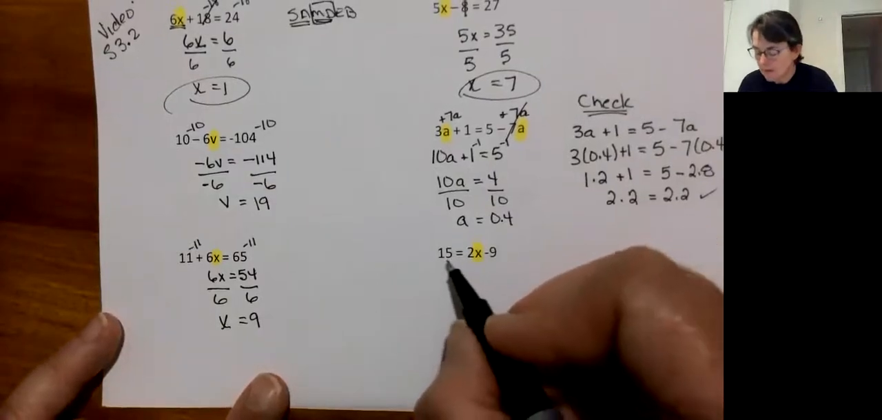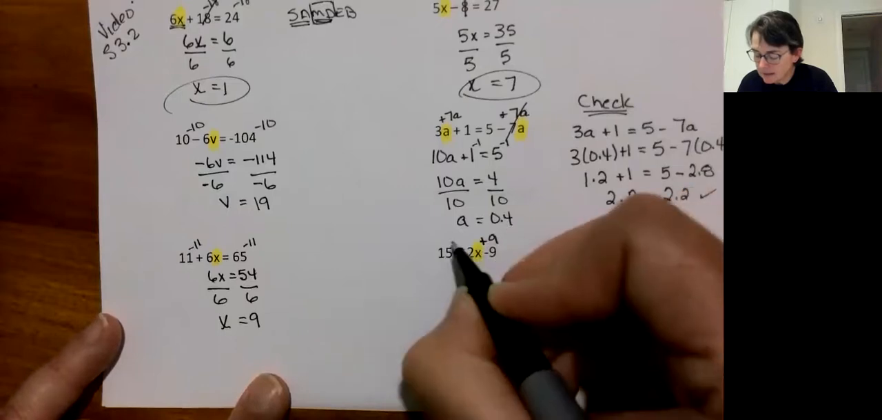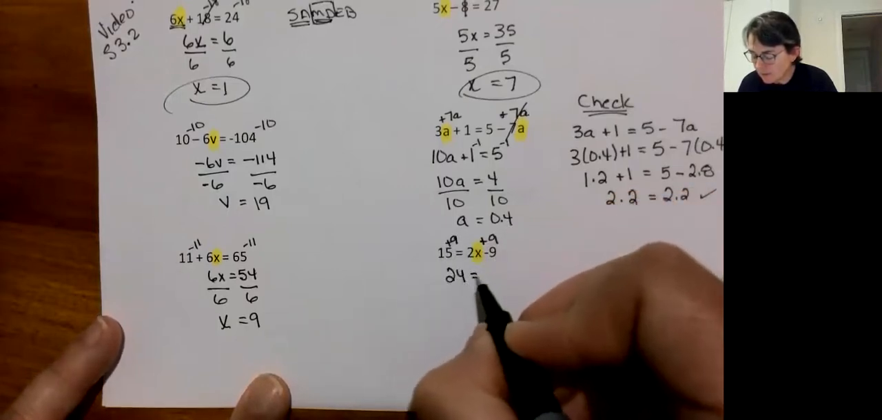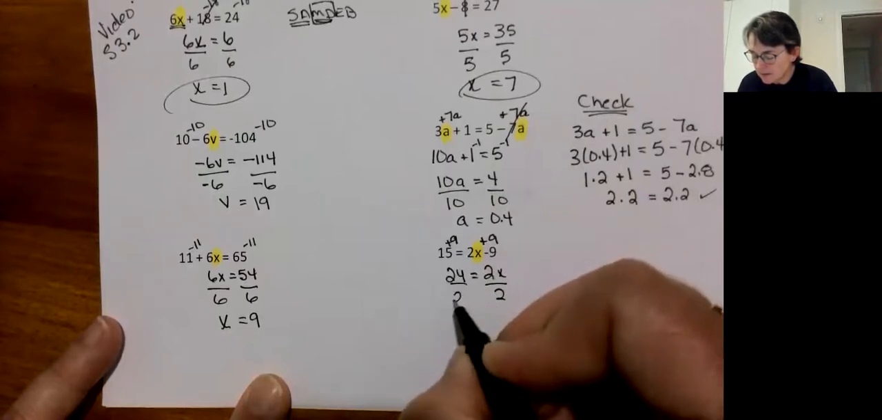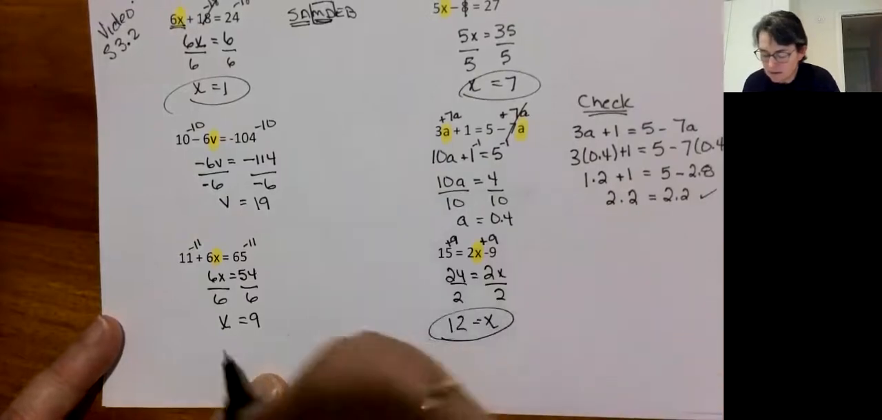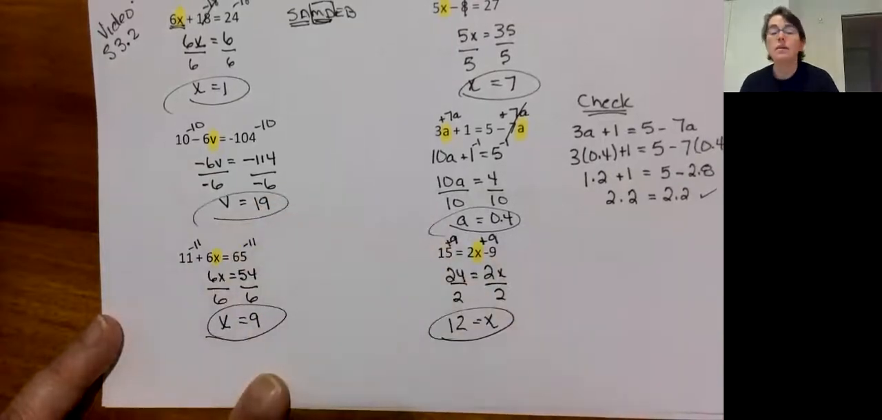Last one, 15 is equal to 2x minus 9. Add 9, plus 9. 15 and 9 is 24, is equal to 2x. Divide by 2, divide by 2. x is equal to 12. Circle, circle, circle. And there we go.